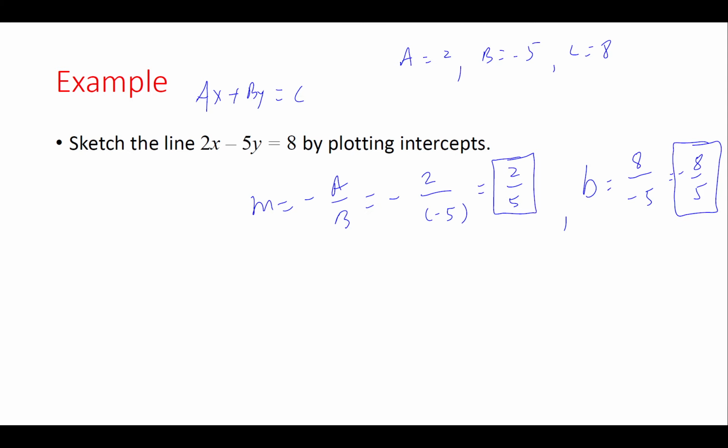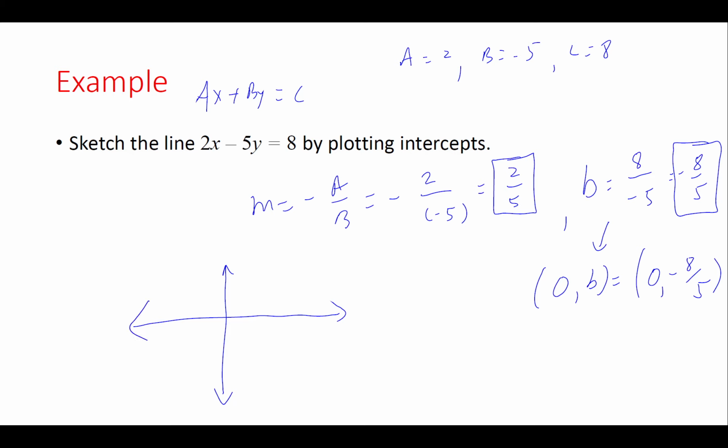So what is the equation? We know the y-intercept and we know the slope. The y-intercept means the point (0, b), which in our case is (0, -8/5), should be on the graph. When you try to sketch the graph for this line, you can start with this y-intercept, (0, -8/5). So let's say 0 is here, and -8/5 means somewhere here, maybe (0, -8/5), right?